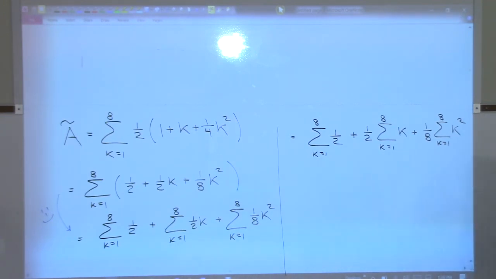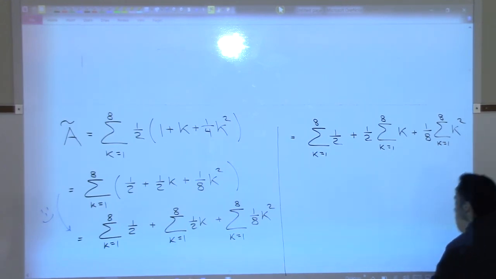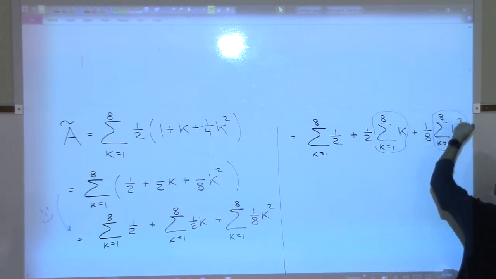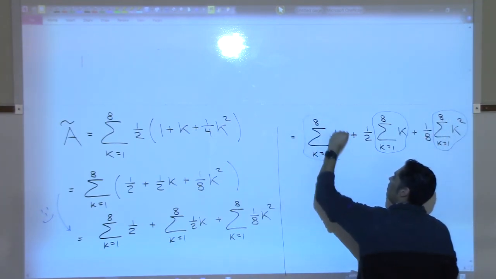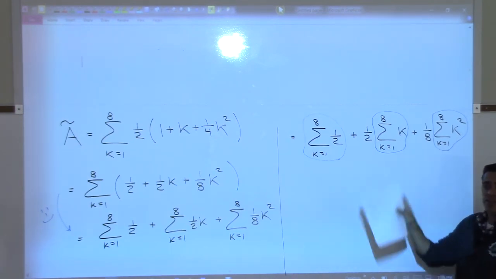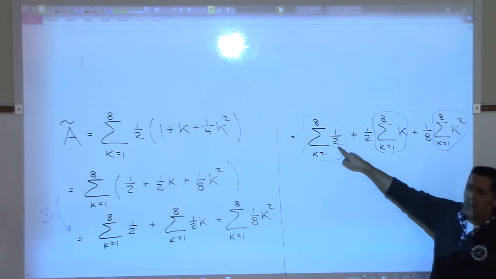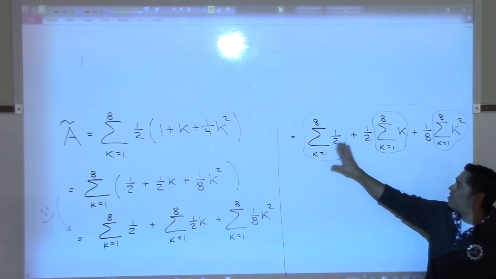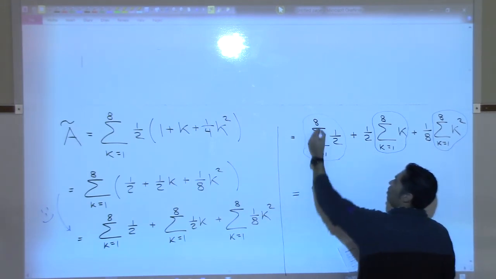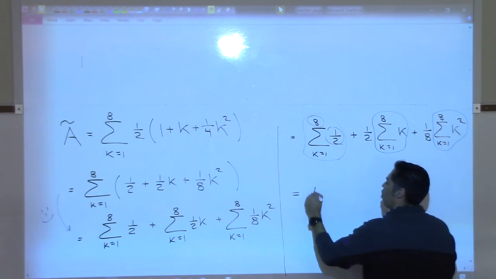Okay, now, anyone know what we're going to do now? These are common sums. This is a common sum. And this one is a common sum. And that one is a common sum. Okay, so let's work on that first one. This first one is like the first common sum here, isn't it? You have a constant here, you don't have a k. So what should the answer to this be? 4. You're getting that by just multiplying this times this, right? So you get 4 there.